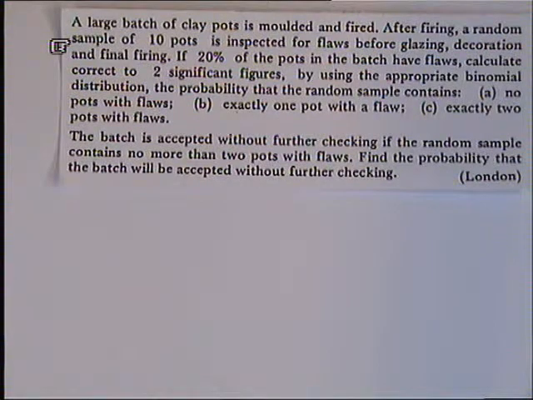This is a typical binomial probability exam question. It states a large batch of clay pots is moulded and fired. After firing, a random sample of 10 pots is inspected for flaws before glazing, decoration and final firing. If 20% of the pots in the batch have flaws, calculate, correct to two significant figures by using the appropriate binomial distribution, the probability that the random sample contains no pots with flaws.